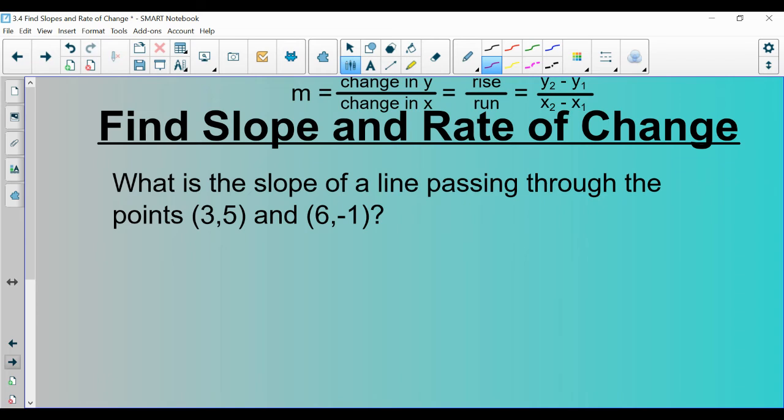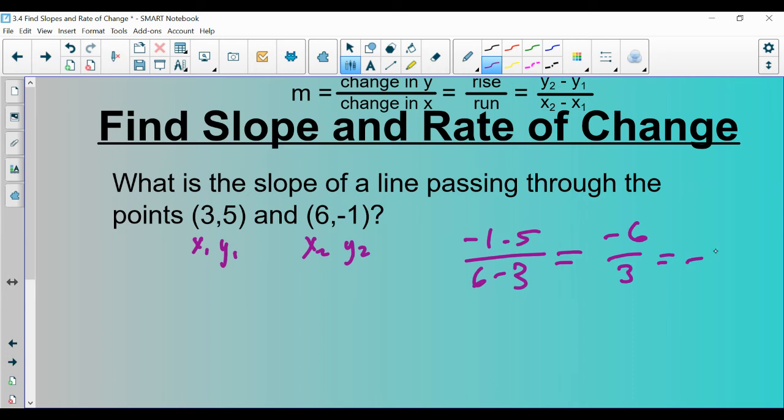Same idea here. We have our point. This will be x1, y1. And this will be x2, y2. And we'll just use slope formula, being very aware of our negatives. You have a -1, then we minus y1, and y1 is 5, over x2 is 6, minus 3. -1 minus 5 is -6, and 6 minus 3 is 3, giving us a slope of -2.